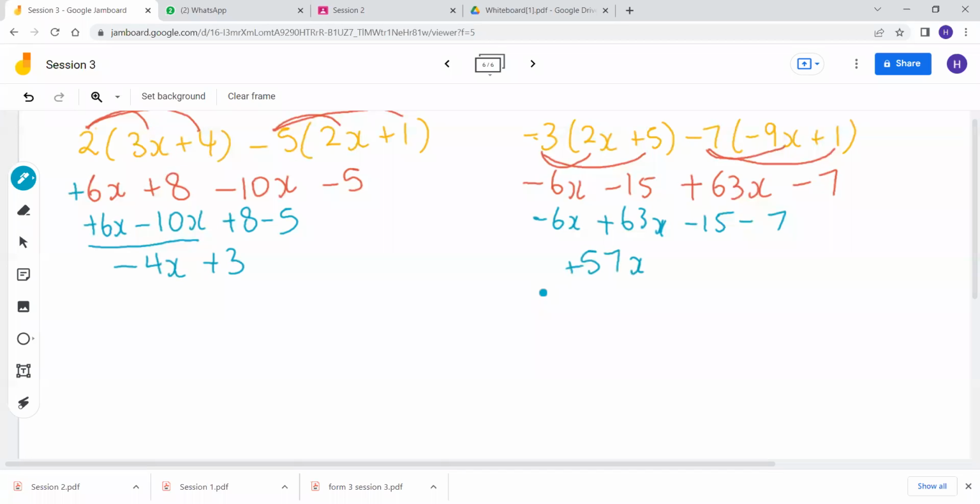Positive 57x. And same signs here. Add them. Keep the same sign. That is minus 22. Minus 22, right? Nice. Good. Multiplication laws. Addition and subtraction laws. Are we good to go, right?